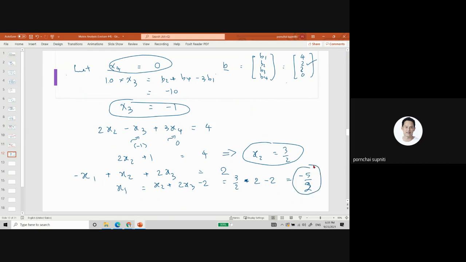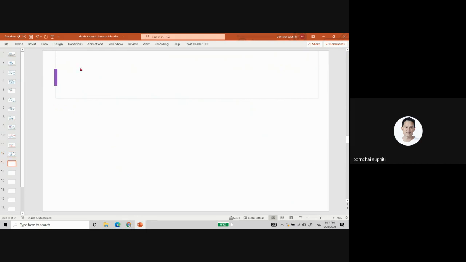and we can write it in terms of vectors. So this particular solution, in this case, is x0 is equal to minus 5 over 2, 3 over 2, minus 1, and then 0. Okay. So that's the first part, the particular solution.